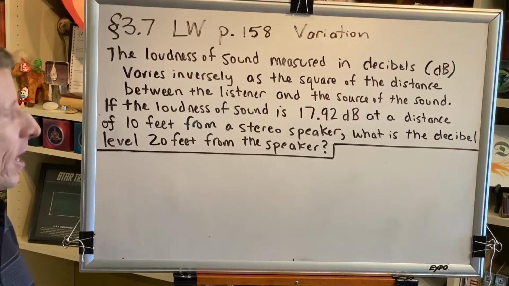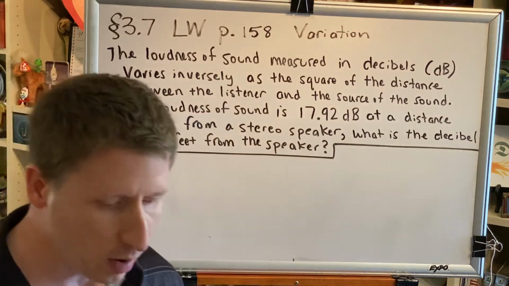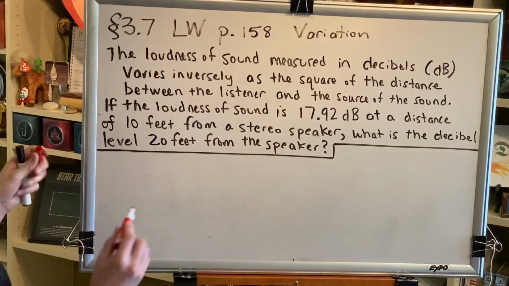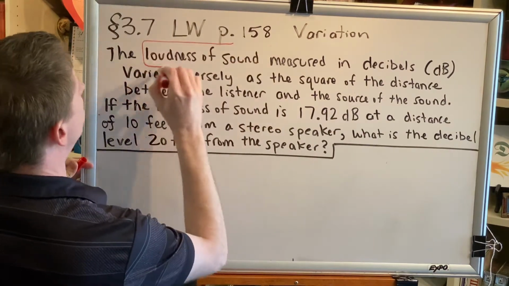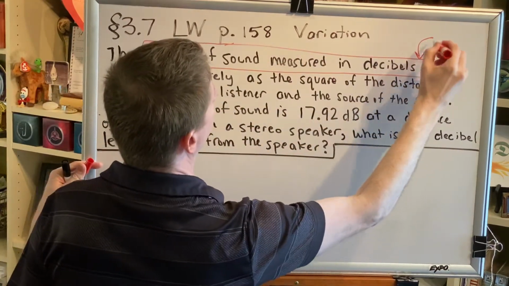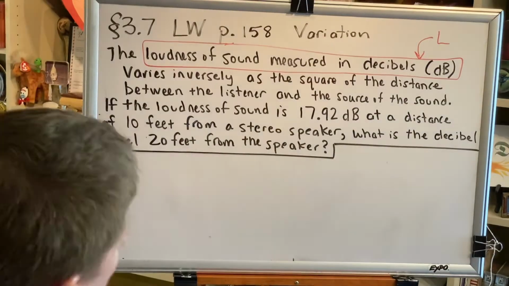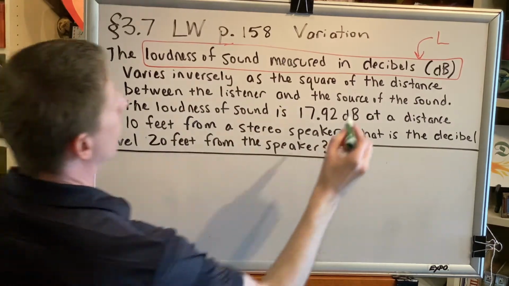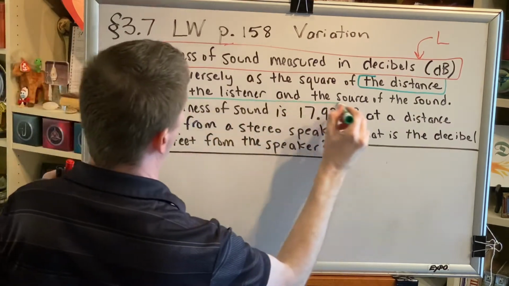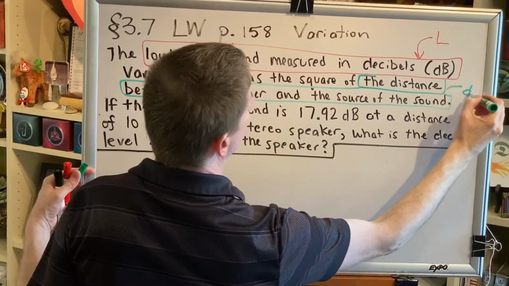Okay, just like the last problem, the first thing we need to do here is identify the quantities of this problem that can be measured with numbers, and what letters we should use to represent them. So the first thing is the loudness of sound measured in decibels. We're going to call this L, L for loudness. And then the next quantity we identify is the distance between the listener and the source of the sound, and we're going to call that D.